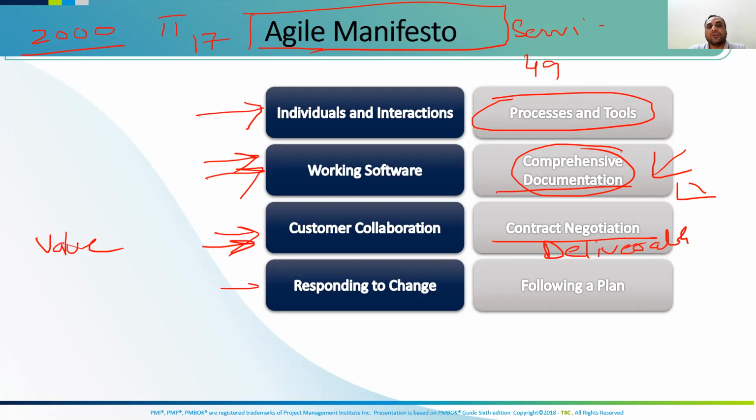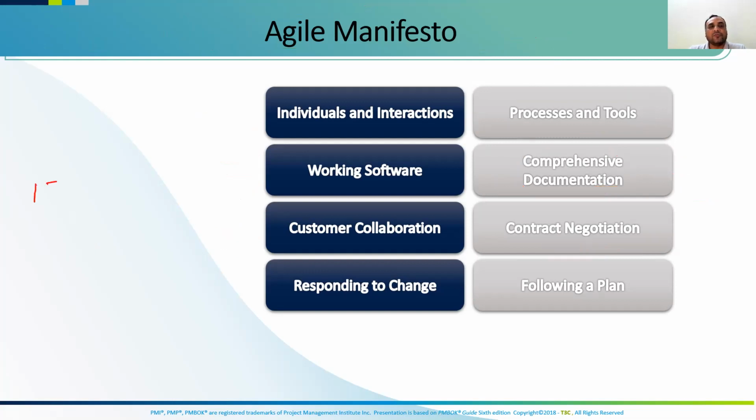And similarly, responding to change is more important than following a plan. So again, you are resisting the change. So this was the Agile Manifesto decided by those 17 people. There are 17 organizations which issue the Scrum certificates or Agile certificates in the world. So this is the Agile Manifesto.